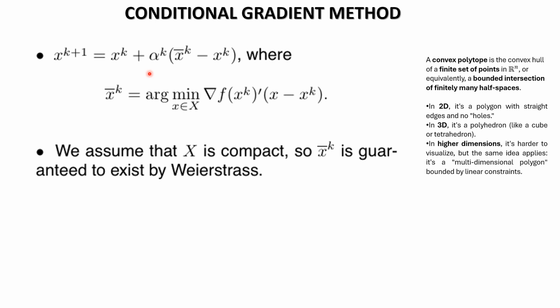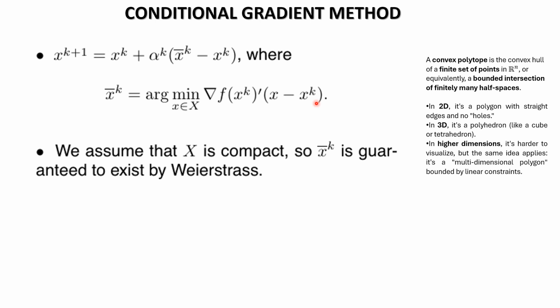The direction x bar k minus xk must be a feasible direction. That is, it keeps the iterate inside the constraint set X. So how is x bar k chosen? It is equal to the argmin of this product, again, the transpose of the gradient vector multiplied by the distance between x and xk, and this is a linearization of the original nonlinear objective function.